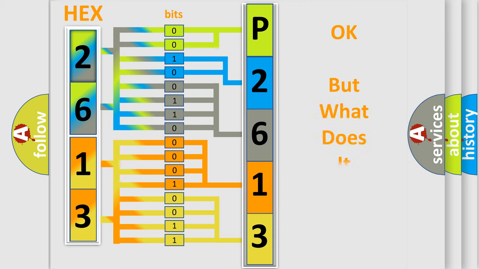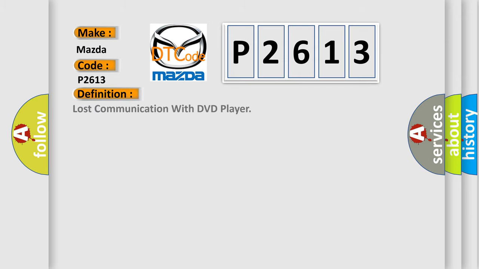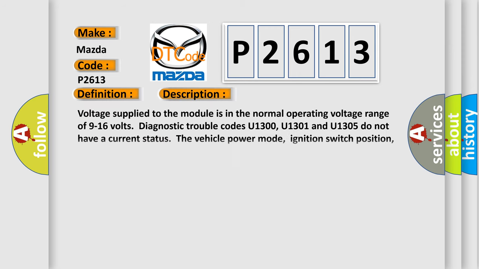The number itself does not make sense to us if we cannot assign information to what it actually expresses. So, what does the Diagnostic Trouble Code P2613 interpret specifically for Mazda car manufacturers? The basic definition is lost communication with DVD player. And now this is a short description of this DTC code.